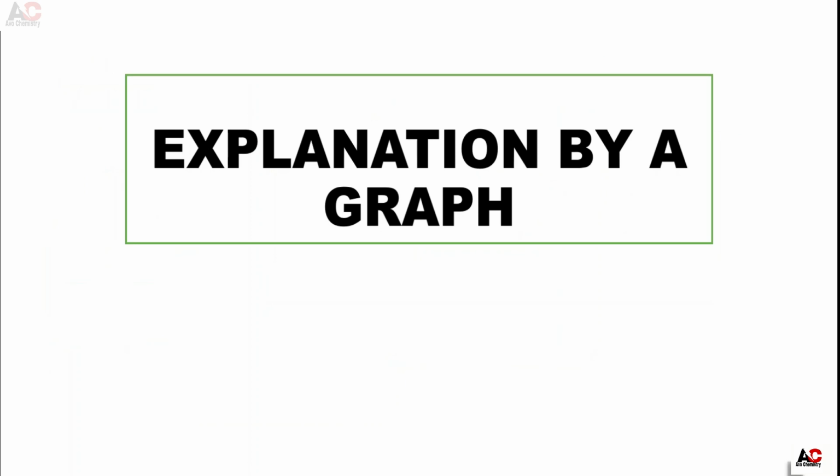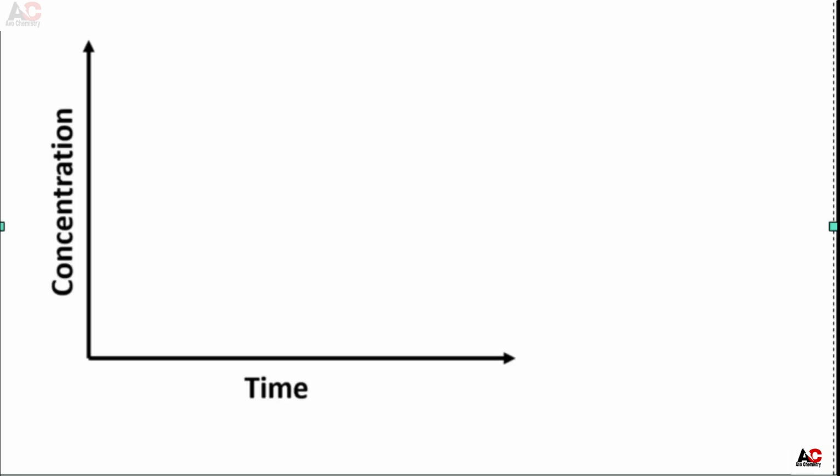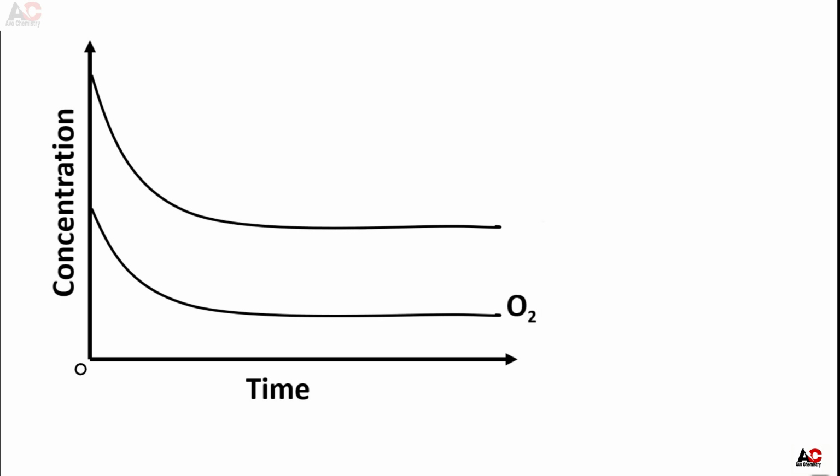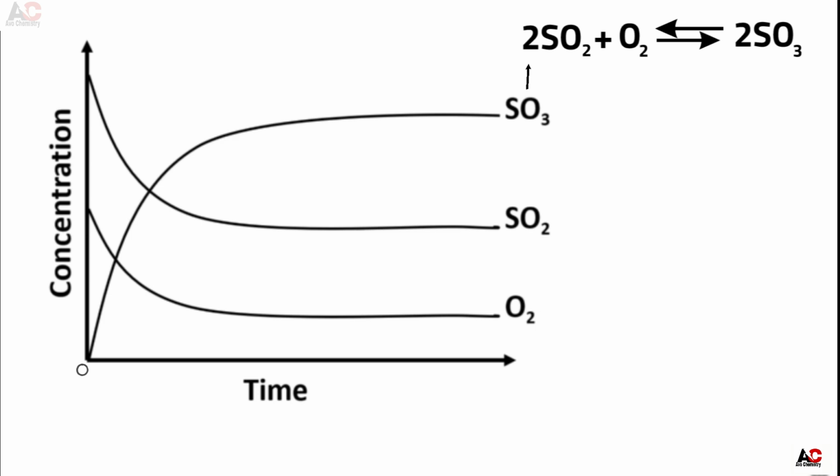Now the explanation of this reaction by a graph. In this graph you can see the graph is plotted between time and concentration. On the x-axis there is time and on the y-axis we have concentration. This graph is very easy to understand. If you observe the balanced chemical equation, you can see 2 moles of SO2 react with 1 mole of oxygen to produce 2 moles of SO3.